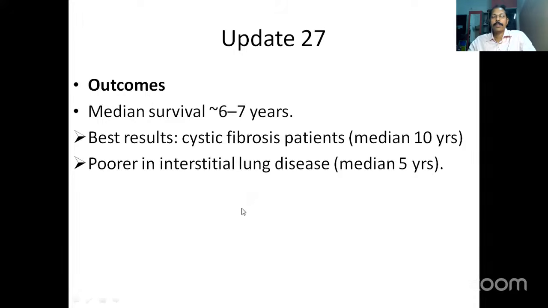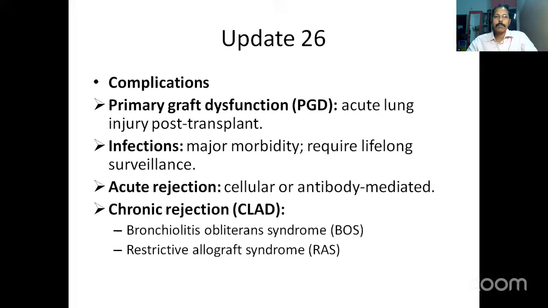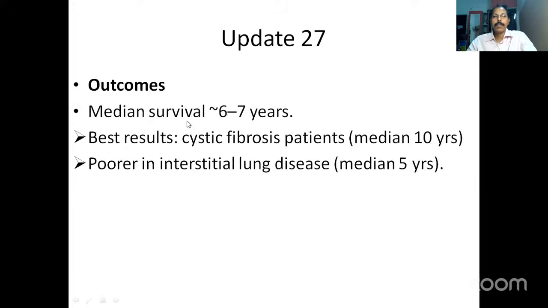And coming to the outcomes, definitely lung transplantation survival will be lesser than heart transplantation, primarily due to infection and graft dysfunction. And among lung transplantation, the best results will be seen in cystic fibrosis individuals, and a very poorer response in those patients with interstitial lung disease.